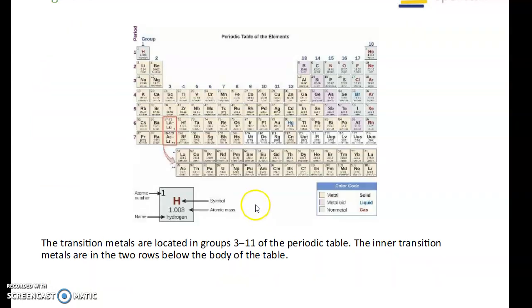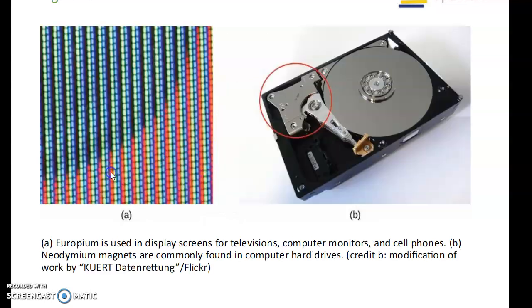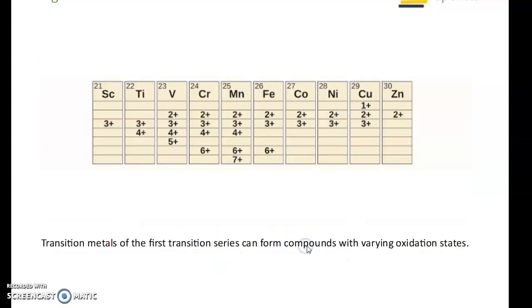The transition metals are located in groups 3 to 11. And the inner transition metals are in the 2 rows below right here. These are the inner transition metals down here. But we're going to talk mostly about these up here. Europium is used on display screens for televisions and computer monitors.